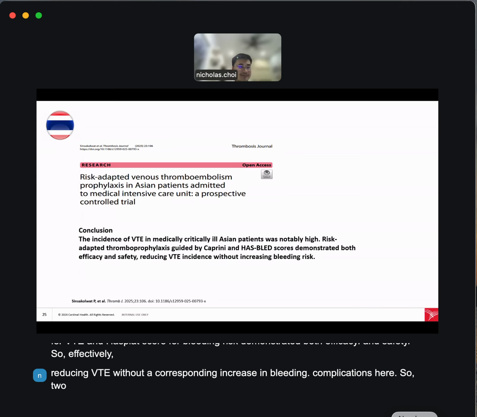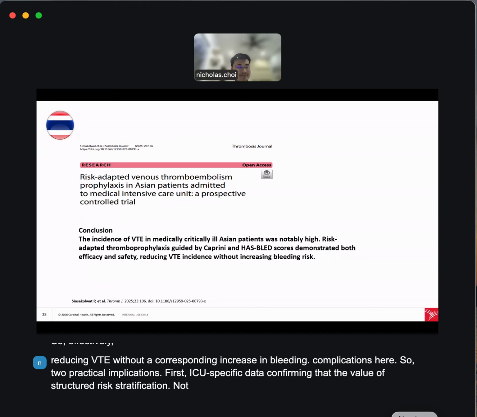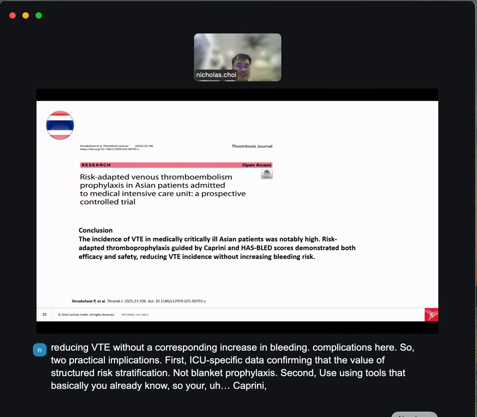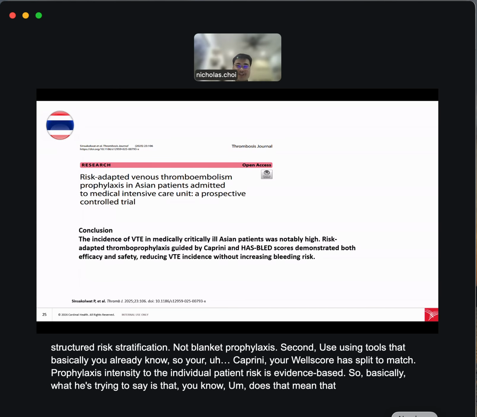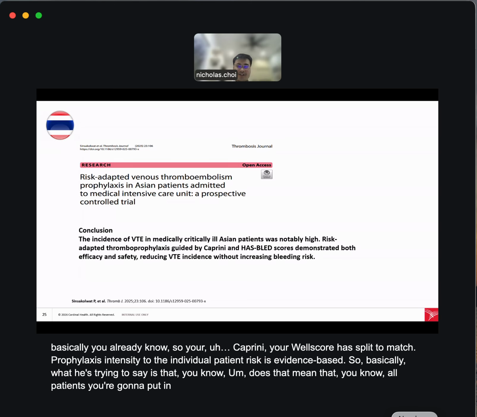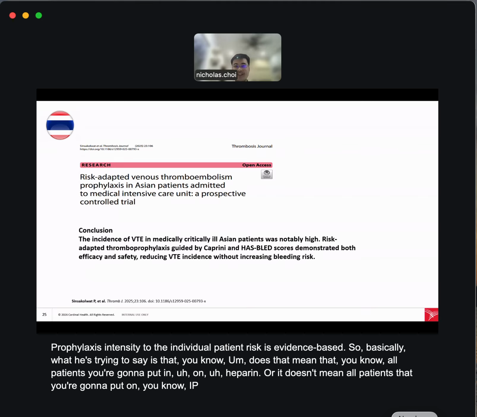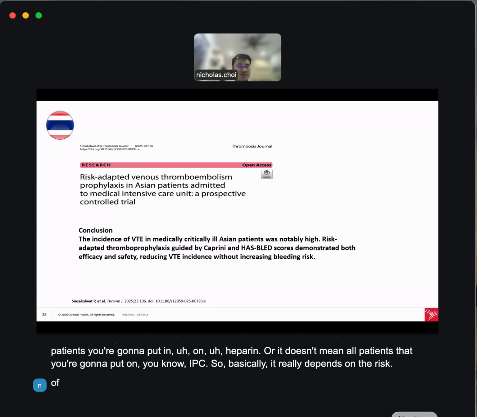So two practical implications. First, ICU-specific data confirming the value of structured risk stratification, not blanket prophylaxis. Second, using tools that you already know, your Caprini, your Wells score, HAS-BLED, to match prophylaxis intensity to the individual patient risk is evidence-based. So what he's trying to say is that it doesn't mean all patients you're going to put on heparin, or all patients you're going to put on IPC. It really depends on the risk of the patients as well.